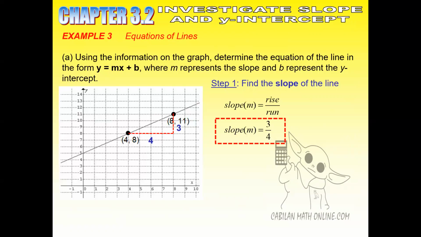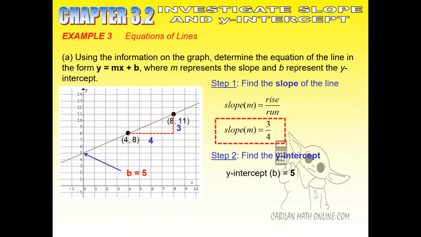Now, step number 2 is we're going to find the y-intercept. Remember what the y-intercept is: it's where the line touches the y-axis. If you look at the y-axis, which is the axis going up and down, you notice that this line touches the number 5. So that's going to be our b value. So step 1, again, you find the slope using rise over run. Step 2, use your eyes to determine where the y-intercept is. Just look at where it touches the y-axis.